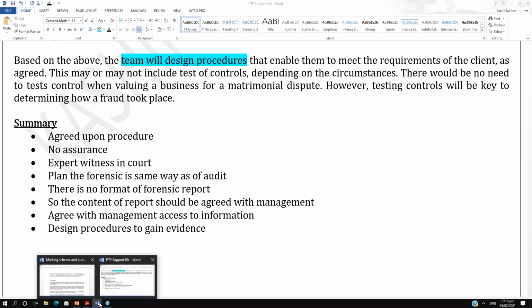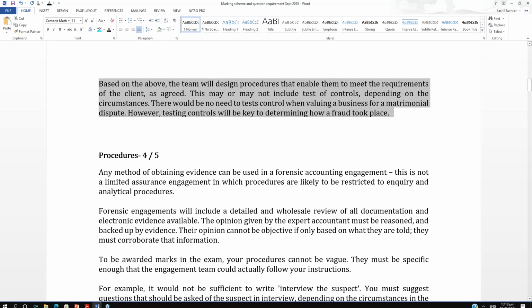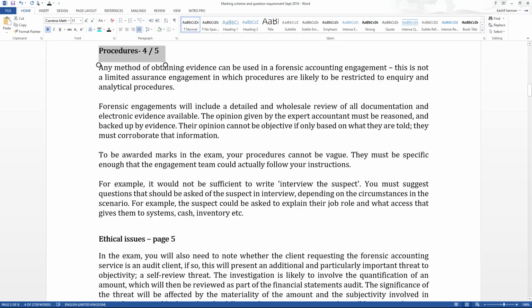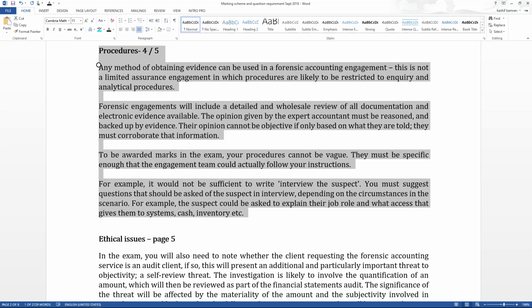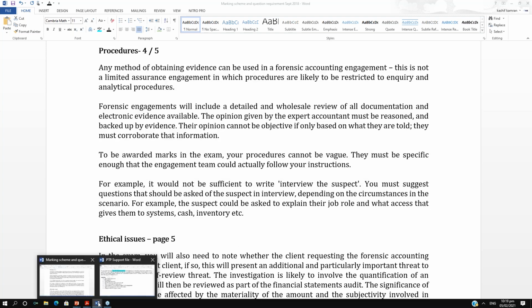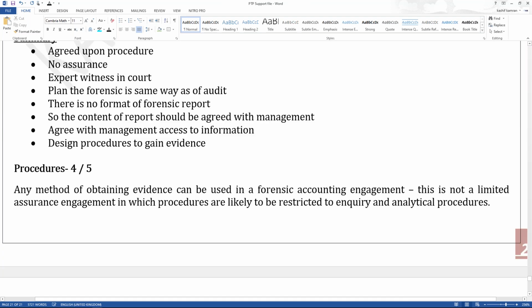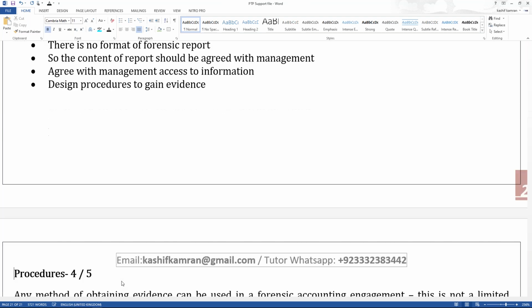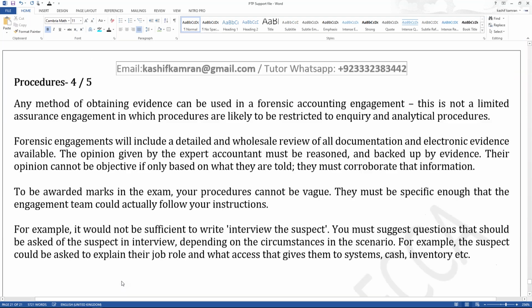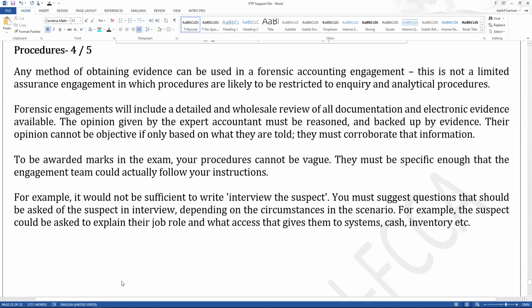Okay, the last thing I want to discuss from the examiner article before taking on the paper. The examiner has given the procedures on pages 4 and 5 of the article. I want to focus on that because procedures are a very regular topic in the forensic exam paper. So I want to spend 5 quick minutes on this. On pages 4 and 5 you will find a heading known as procedures. Procedures are regularly examined in every forensic question, so it's better you know them.